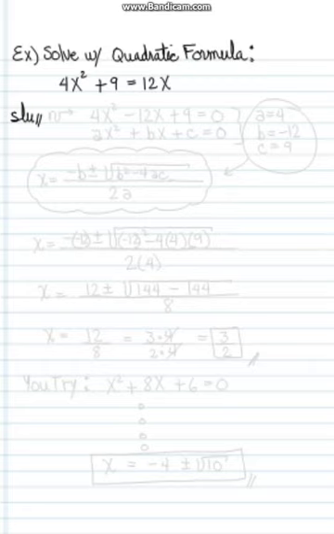We are going to solve this equation using the quadratic formula. The equation is a second-degree equation in one variable called a quadratic equation. 4x squared plus 9 equals 12x.